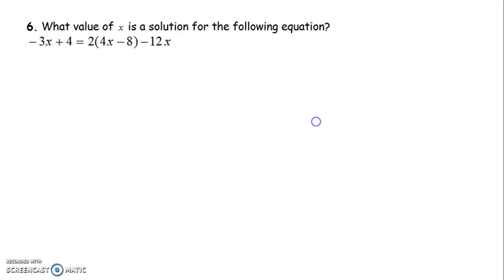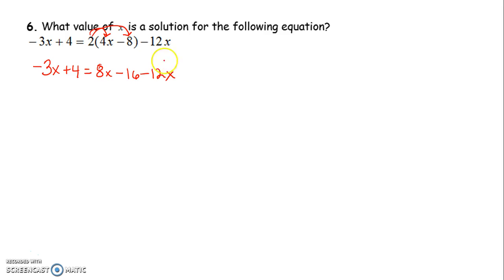Let's move on. What value of x is the solution to the following equation? They just want us to solve this equation. All right, so if I look at this equation, my first step, I personally would distribute the 2. More than one way to go about this problem, but I would start by distributing the 2. So we'd have negative 3x plus 4 equals 2 times 4x is 8x minus 2 times 8 is 16. Keep my minus 12x.